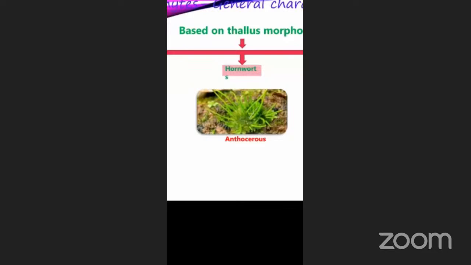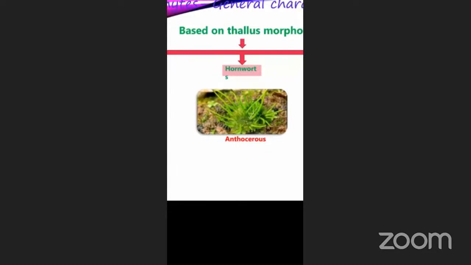In Hepatic arthrosida, the reproductive organs are embedded in the thallus, meaning embedded in the gametophyte, on the dorsal side. The reproductive organs on the upper face are all embedded in the thallus. The antheridia is the male reproductive organ and the archegonia is the female reproductive organ. Both are embedded on the dorsal surface of the thallus, which is nothing but the gametophyte.